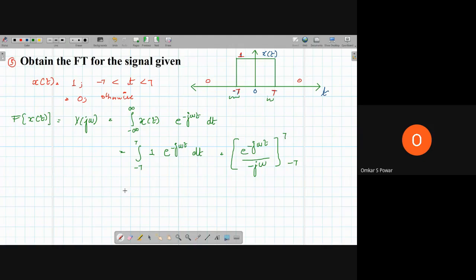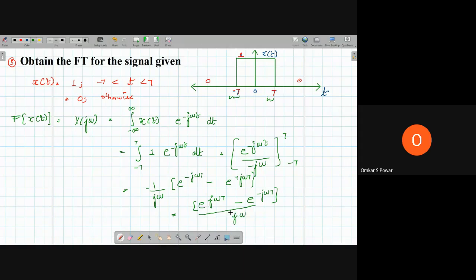So let us substitute and get the answer. Minus 1 by j omega, I will take outside. In the numerator, it will be e power minus j omega T minus e power plus j omega T, because minus into minus will become plus. So I will take this minus inside. What we will get? e power plus j omega T minus e power minus j omega T divided by j omega.